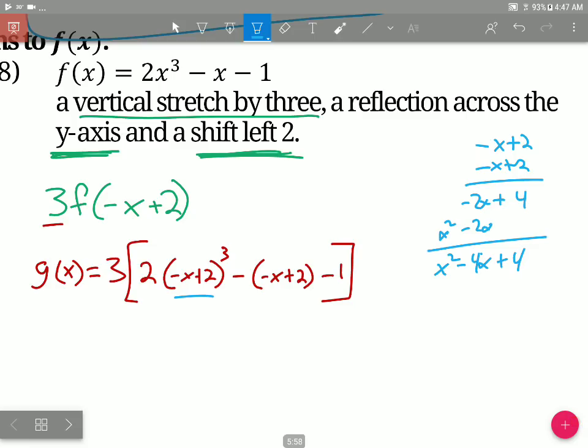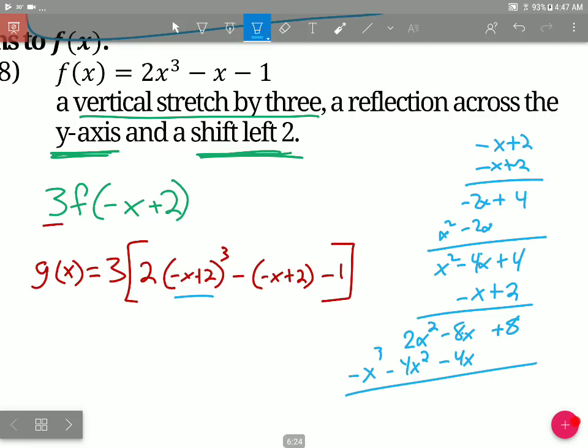So one more time. Negative x plus 2. 2 times 4 is 8. 2 times negative 4x is negative 8x. 2 times x squared is 2x squared. Then move over to negative x. Negative x times 4 is negative 4x. Negative x times negative 4x is positive 4x squared. And negative x times x squared is negative x to the third. So we've got negative x cubed plus 6x squared minus 12x plus 8.